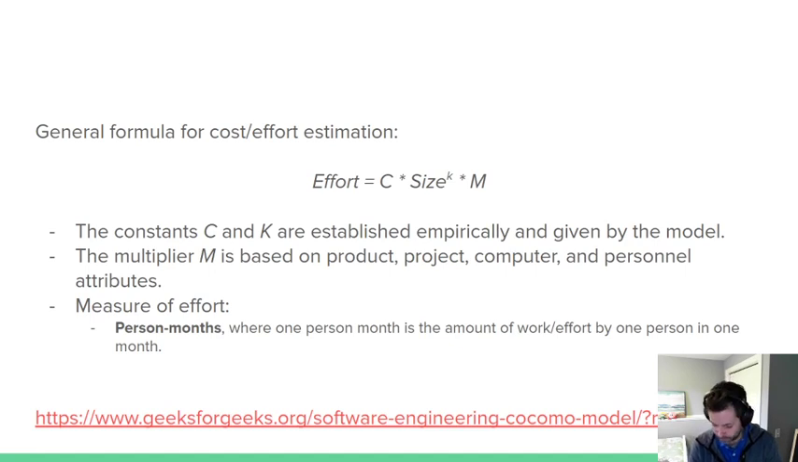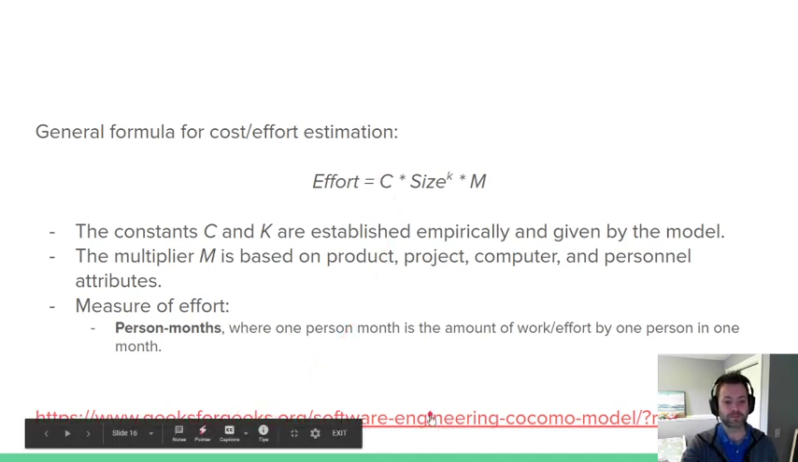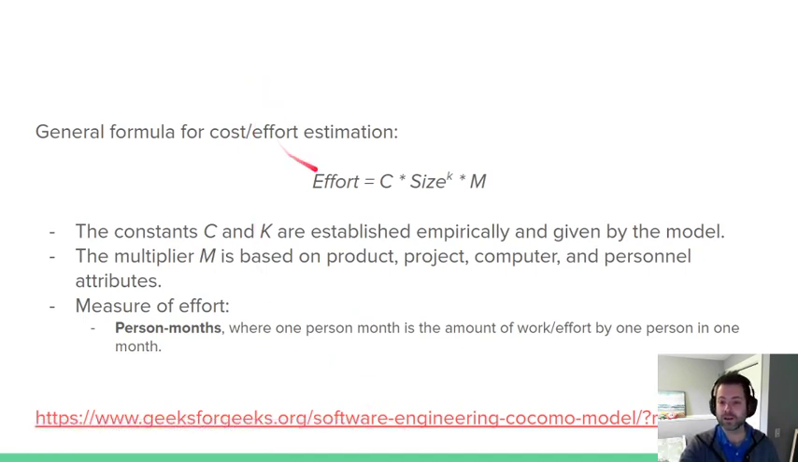So enough of me yammering on about the things going into it. What does the model look like? We're going to take three magic numbers here, C, K, and M, and we're going to multiply them all together with the size. I've got this link here. It has some very nice tables, and it's actually a pretty good explanation if what I'm talking about doesn't make sense. C and K are established empirically and given by the model. So basically, C and M and even K, we're going to have lookup tables for.